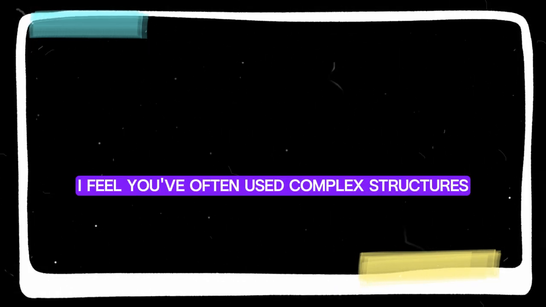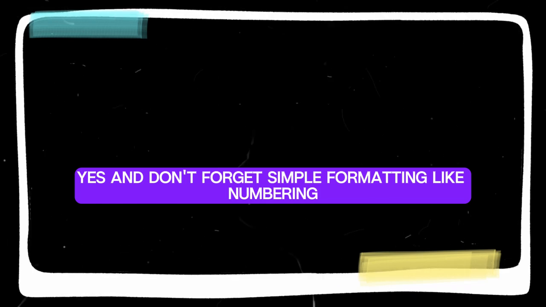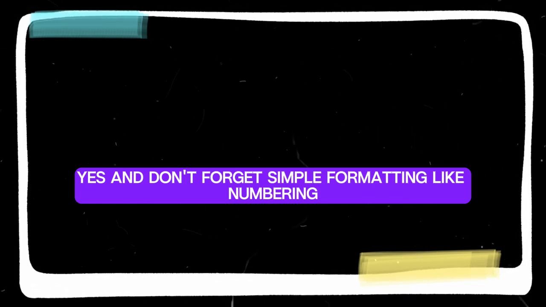Okay. As for the writing itself, I've annotated the proposal as and where I thought it could be improved. Generally speaking, I feel you've often used complex structures and long sentences for the sake of it, and as a consequence, although your paragraphing and inclusion of subheadings help, it's quite hard to follow your train of thought at times. Oh. So, cut them down a bit, can you? Yes, and don't forget simple formatting like numbering.